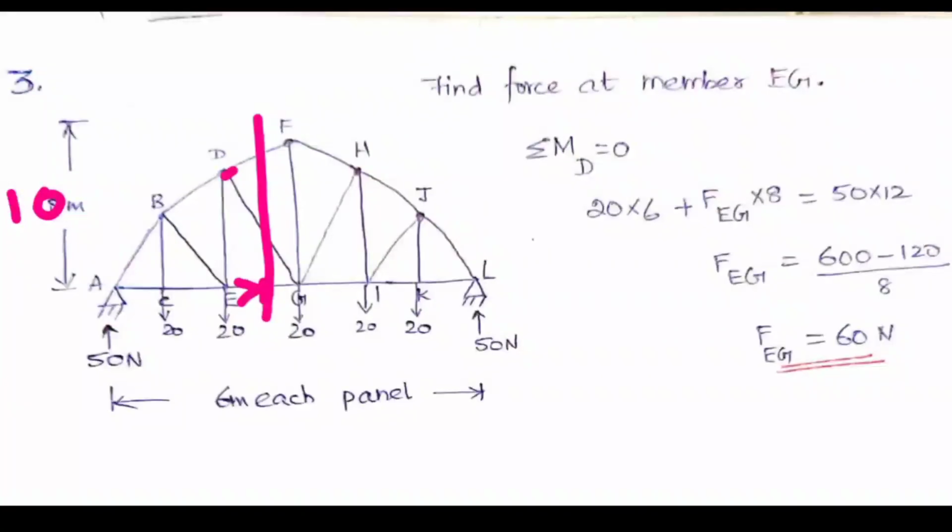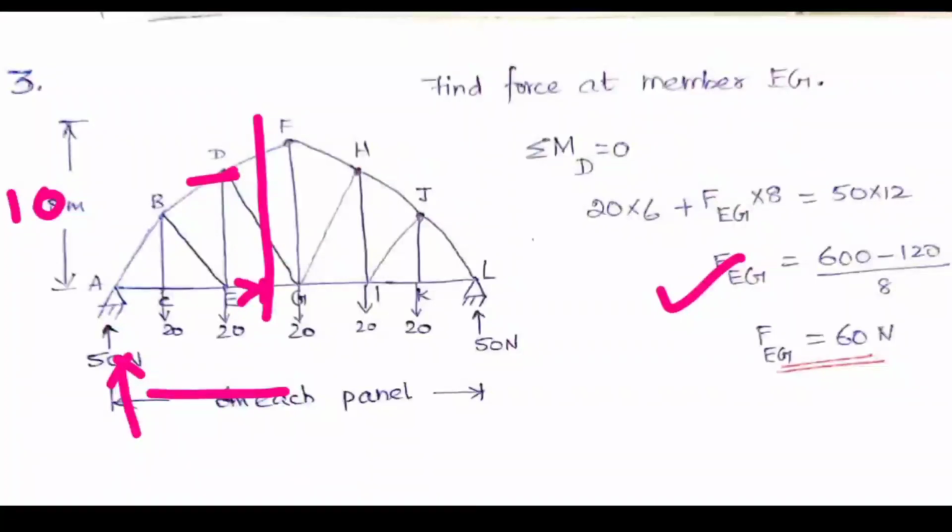When you take the moment at D equal to 0, this 20 into 6 is in an anti-clockwise direction, so I have written anti-clockwise on one side and clockwise on the other side. So it is 20 into 6 and then FEG, which is also anti-clockwise, so FEG into 8, as I told, it's 8 meter here. Which should be equal to 50 into 6 plus 6, which is 12 meter, because here it's 2 panels, so 50 into 12. When you equate all these, you get FEG is equal to (600 minus 120) by 8, which is 60 Newton. So we are getting a positive answer.